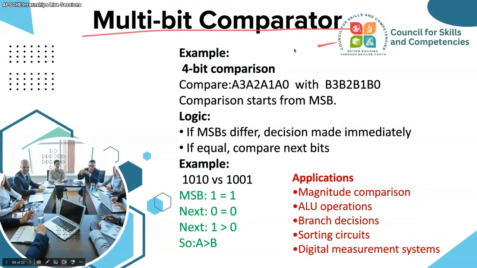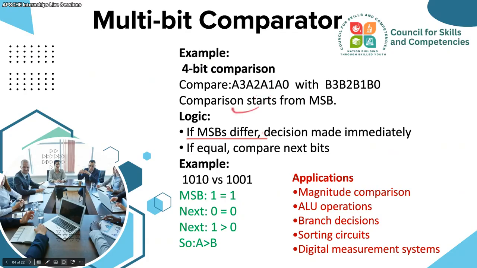In a multi-bit comparator, we can compare many bits, like a single bit. How does it compare? Say we have two numbers with 4 bits each. This is the LSB, this is the LSB, this is the MSB, this is the MSB. It starts from the MSB, and compares the MSB first.